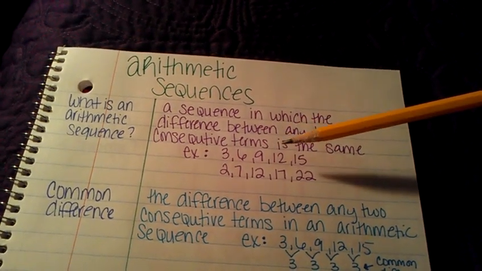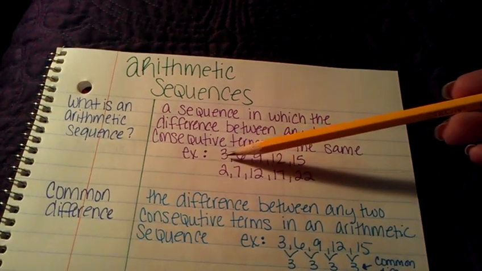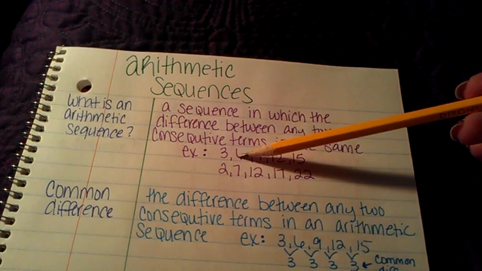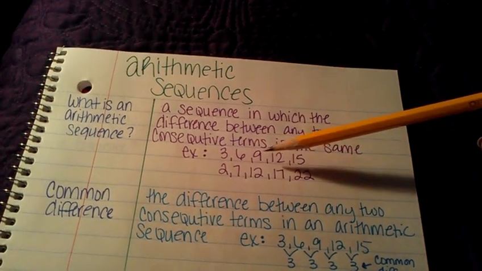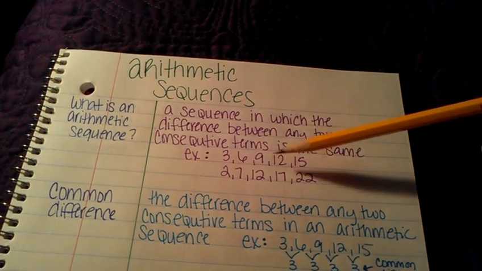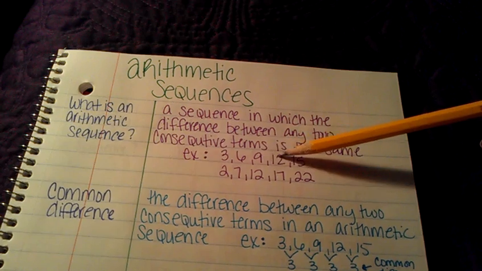3, 6, 9, 12, 15. The consecutive terms are 3 and 6. That's the first term and the second term. That's consecutive. We're not looking at the first term, then going to the fifth term, or the third term, and then going to the first, back to the first. We are looking at this sequence in order.